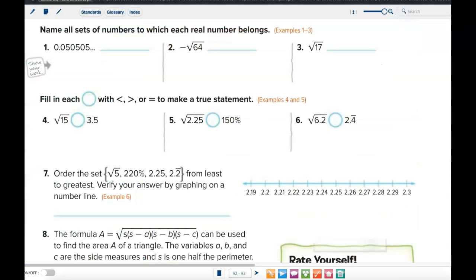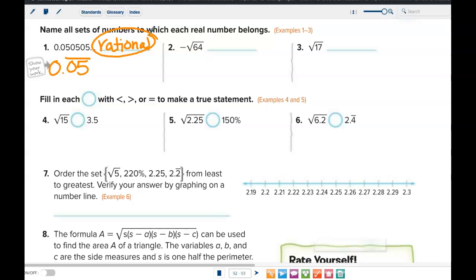In our guided practice on page 92, I'm going to do a couple of these examples. Number 1, we need to name all of the numbers to which the real number belongs. So again, we have a decimal here, and we can see that this decimal is actually 0.05 with the 0 and 5 repeating itself. So it is a repeating decimal, and we know that we can write repeating decimals as fractions. Therefore, this is a rational number. It is not an integer because it is not a whole number. So then we would say the most specific is just a rational number.